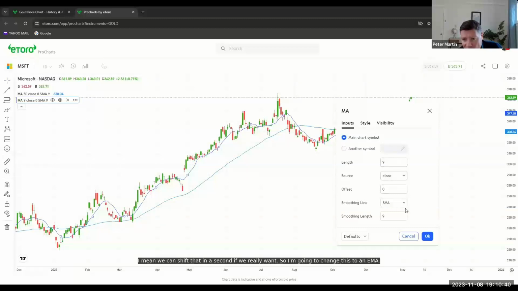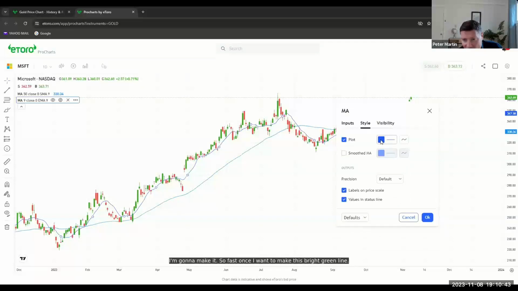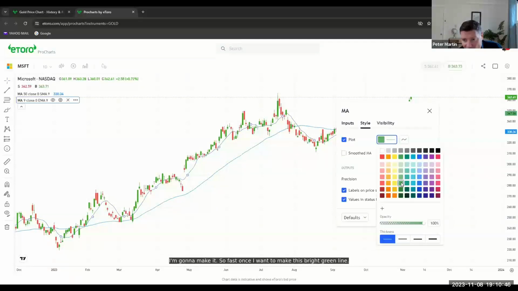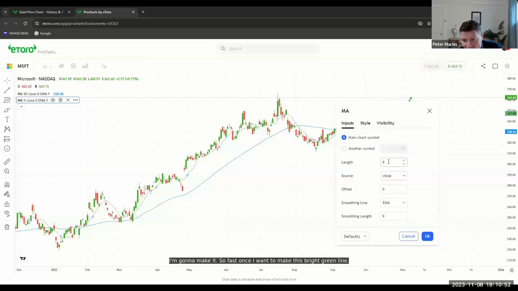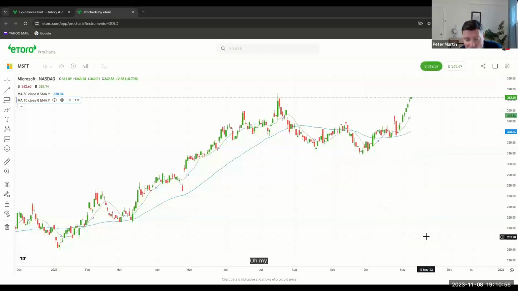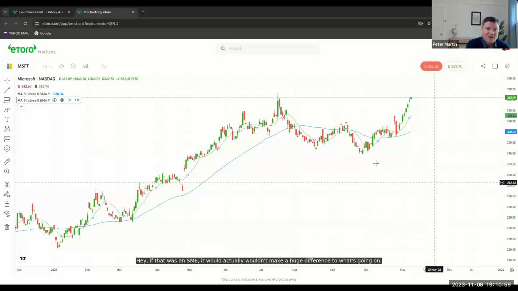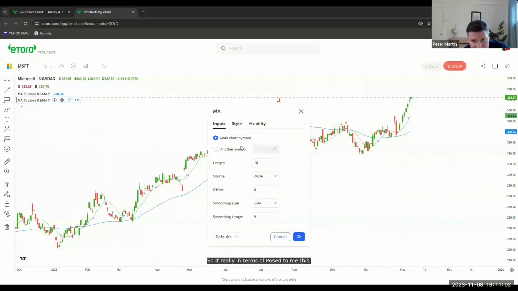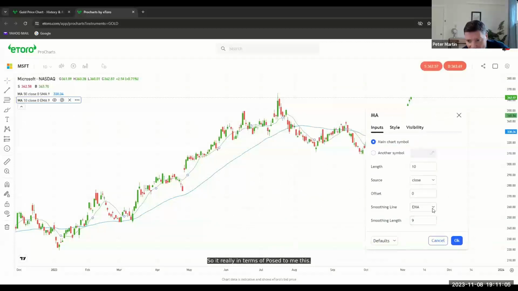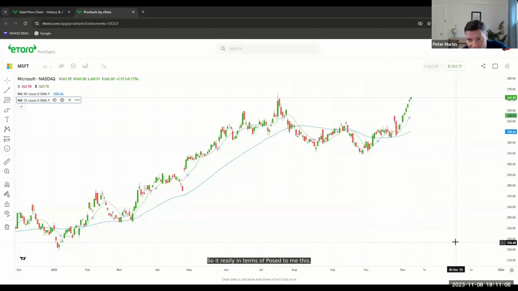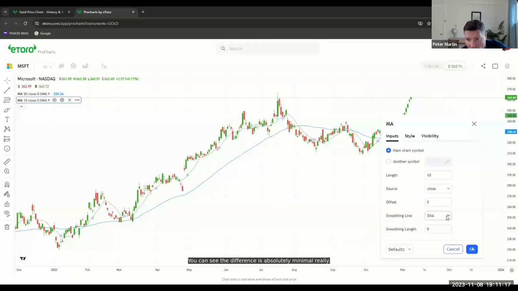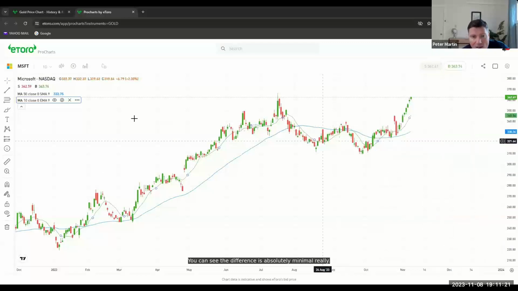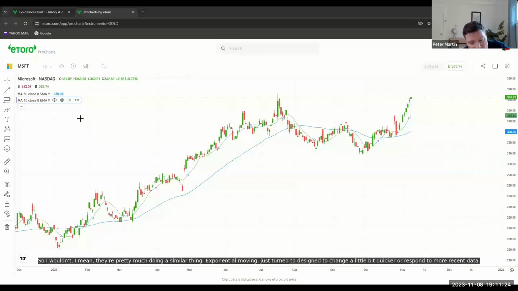So I'm going to change this to an EMA. It's a fast one, so I'm going to make this a bright green line, and I'll make that a 10-day EMA. Now, if that was an SMA, it actually wouldn't make a huge difference to what's going on. If I was to make this an SMA, you can see that the difference is absolutely minimal, really. They're pretty much doing a similar thing.